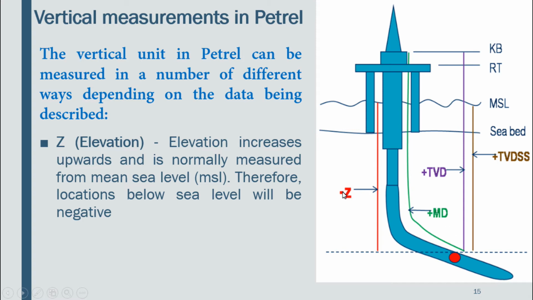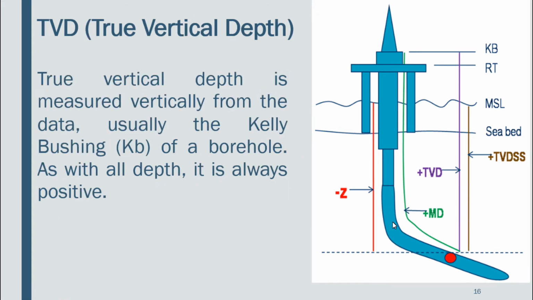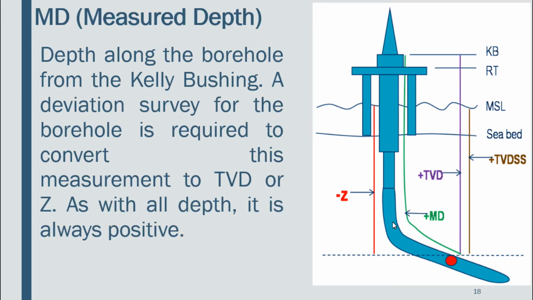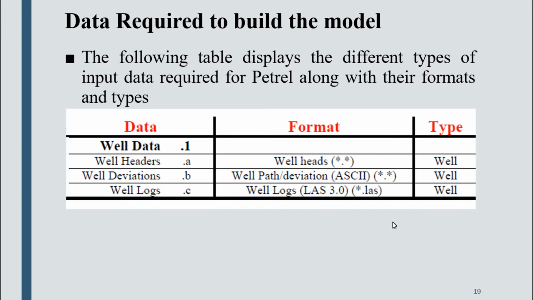And also we have Z. The Z is taken from the sea level, from the upper level down to the lower level here. So this is just a description showing the kind of data we are going to be using while we are using Petrel. Join me and you will continue to see different kinds of data and how they are used.